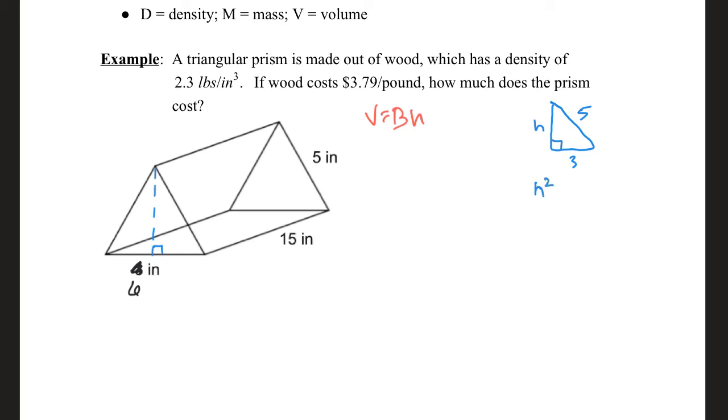So we have h squared plus 3 squared equals 5 squared. H squared plus 9 equals 25. Subtract the 9 over, we get h squared equals 16. And then take the square root of both sides, and we get h is equal to 4. See, told you, 3, 4, 5.